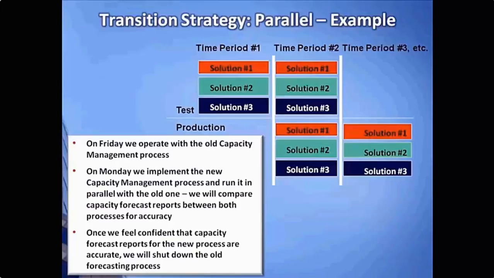We're going to compare those to make sure that the new one is as accurate as the old one used to be. Once we feel confident that the capacity forecasts for the new process are accurate, we will shut down the old forecasting process and remove the old capacity management process, therefore operating with one. So again, you can see that this takes longer to do. It looks like it's a little bit of a painful thing to execute because we have to do things twice. However, we're doing this because we feel that the risks of having a bad capacity forecast outweigh the effort that it takes to run both ways in parallel.